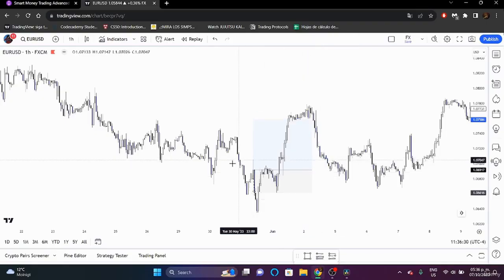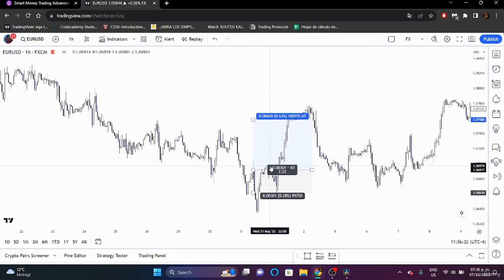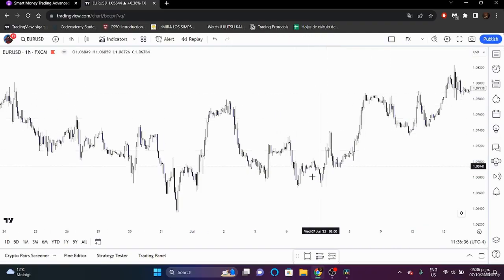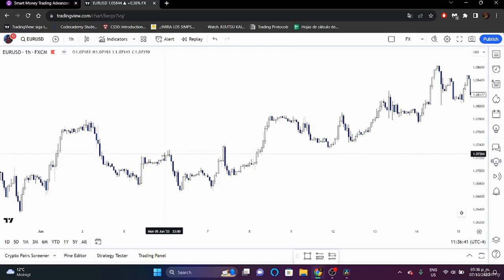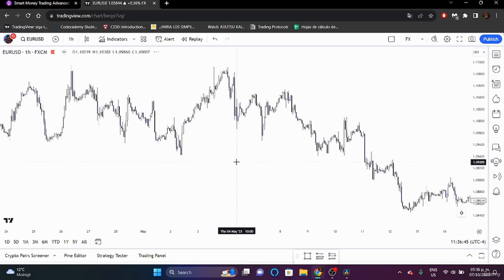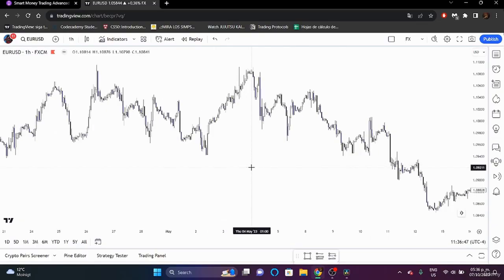Remember, this is all fractal. You can do it on the 4 hour, 1 hour, 5 minute, 1 minute, whatever you want. It's the same thing. Same thing here. Okay, let's look for more breaker blocks.